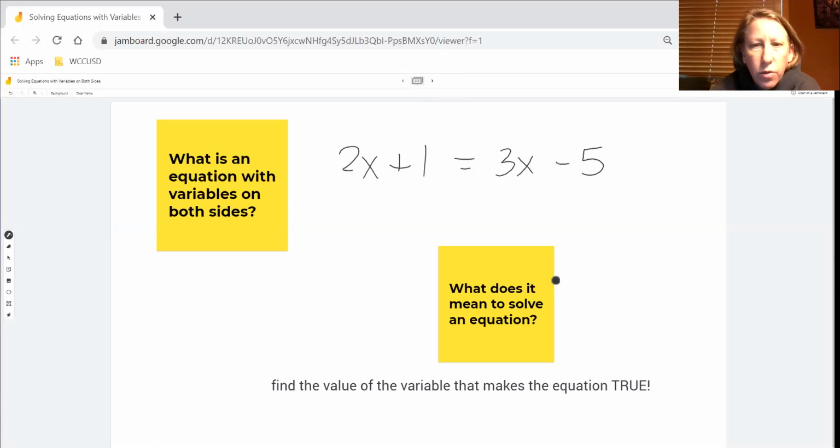What are we trying to do? We're trying to solve it. We're trying to find the value of the variable that makes the equation true. I want to know what number can I put here and here that's going to make 2x plus 1 the same as 3x minus 5.